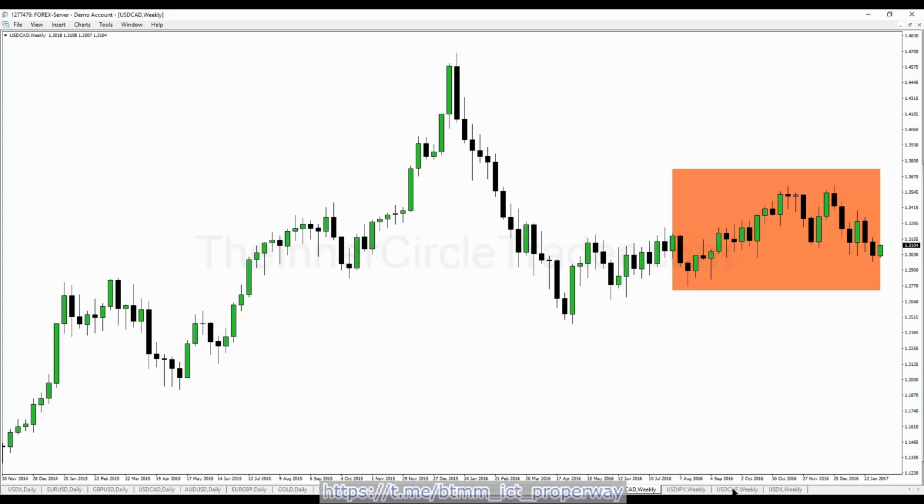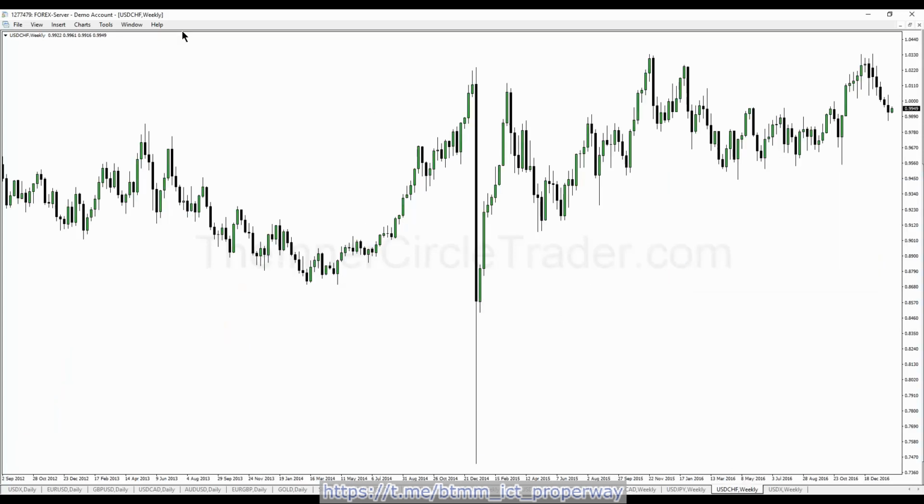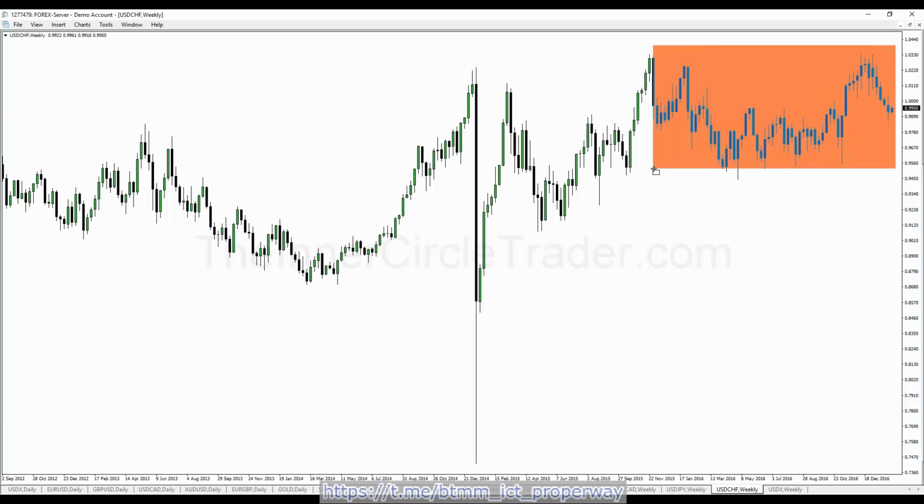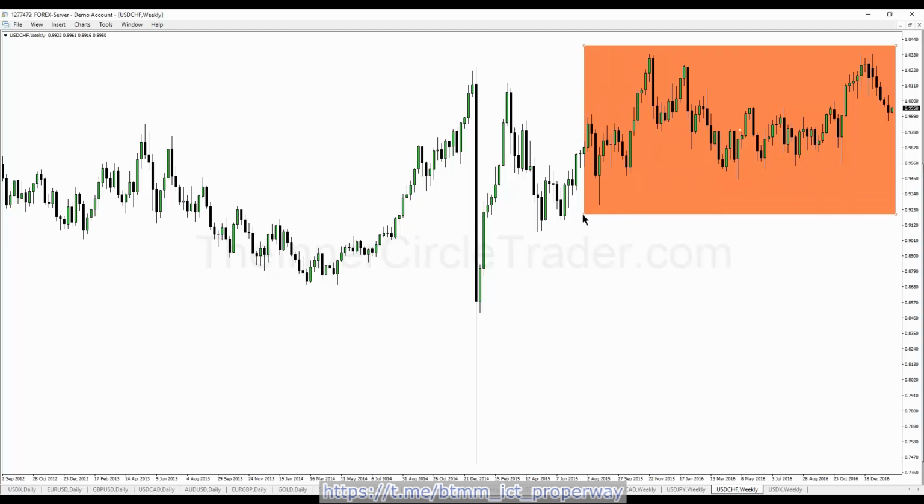We're going to skip over yen. We're going to go to dollar Swiss first. And I shouldn't have to draw this on here, but I'm going to do it for completeness' sake. You can see that we have the Swissy against the dollar. It has also maintained a distinct range. It's consolidating on the weekly chart.